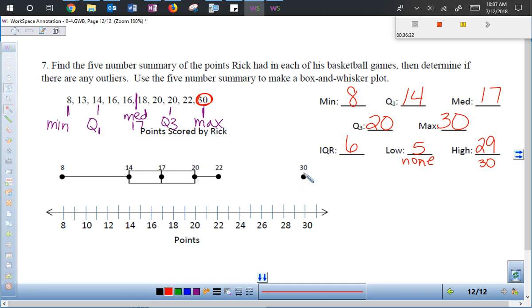But if you'll notice, it's not connected over here, and that's because it's an outlier. When you have an outlier, it still needs to be on the graph because it's still technically your maximum value, but since it doesn't fit in with everything, it's separated over here. That means that we're going to then take the next highest number, which is 22, and that's going to be our, quote, maximum for this set. But the maximum is still 30. It's just an outlier, so it's not connected.